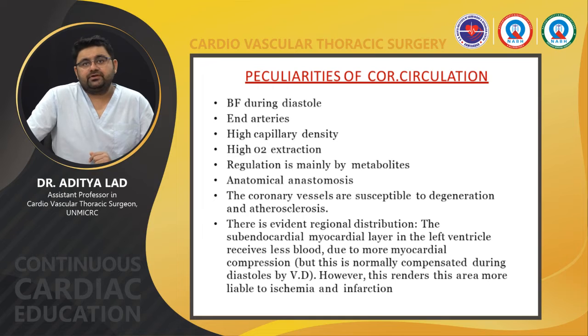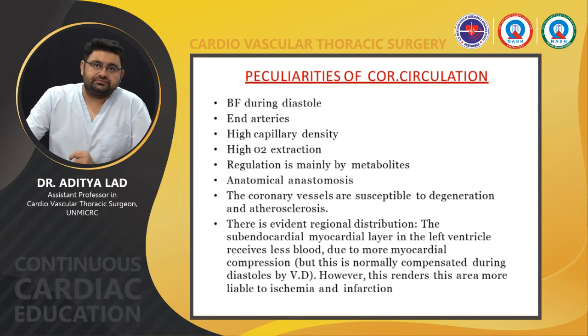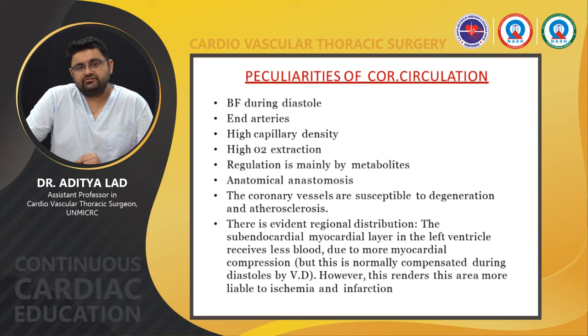Now, what are the peculiarities of coronary circulation? The main thing is that all the arteries of our body are mainly supplied in the systole, whereas the blood flow in coronary circulation is during the diastole of the cardiac cycle. Also, the coronary arteries are end arteries. It has a high capillary density and a high O2 extraction capacity.